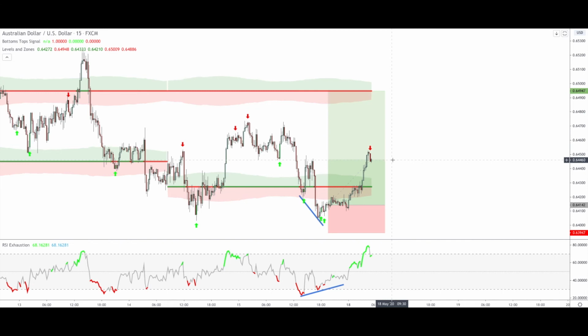I typically don't do this. I don't believe this kind of signal because I don't see any divergence. I don't have enough confirmation. But as I explained before, for the sake of safety in my trade, I moved the stop loss to break even. So in the worst case scenario, I'm not going to lose any money.